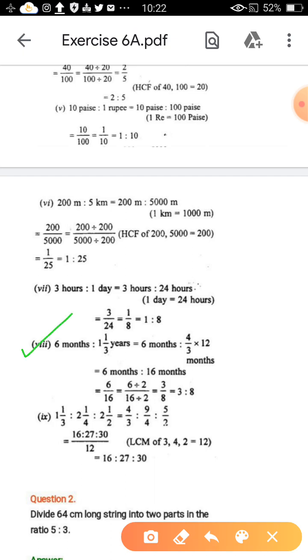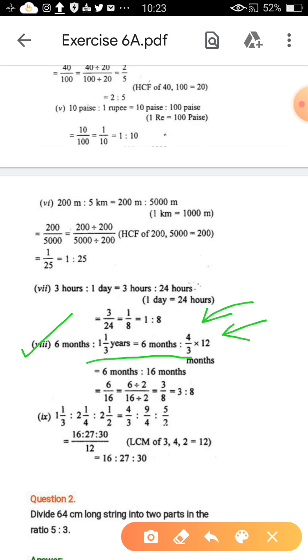Now see, 6 months is to 1 integer 1 upon 3 years. It is given in years, so 1 integer 1 upon 3 means convert it into the improper fraction. 3 ones are 3, 3 plus 1 is 4, so 4 upon 3, and convert it into months by multiplying by 12. So 4 upon 3 multiply by 12, then 3 fours are 12, and 4 fours are 16.